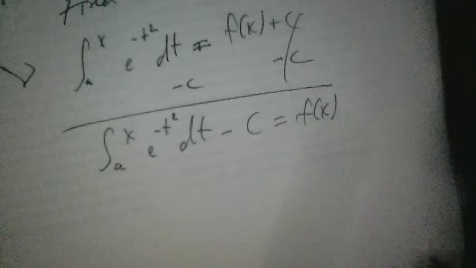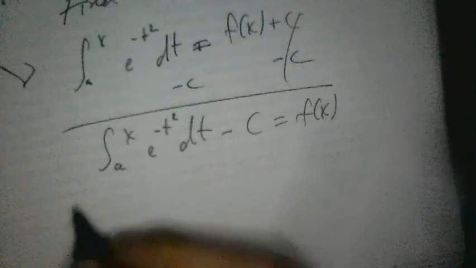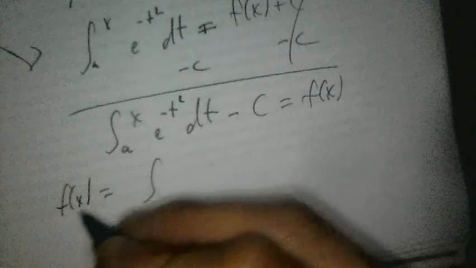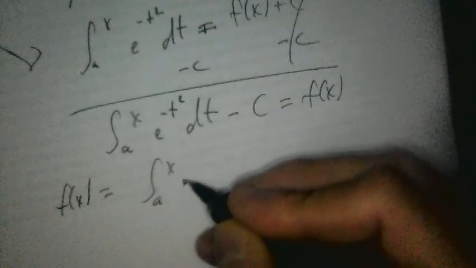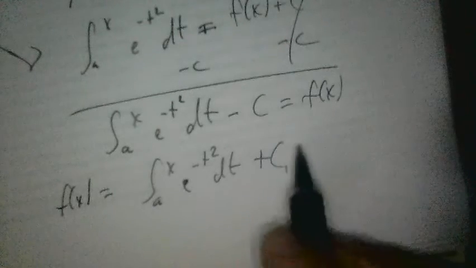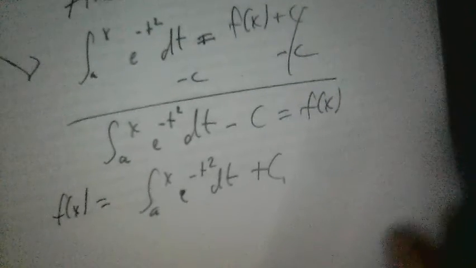Okay? So if A is 7, look what happens here. So f of 7 equals the integral from 7 to 7 of e to the negative t squared dt plus c1 equals 3. All right? Now we have an interesting thing here, because this is the area from 7 to 7.